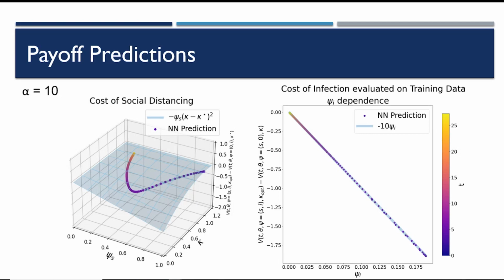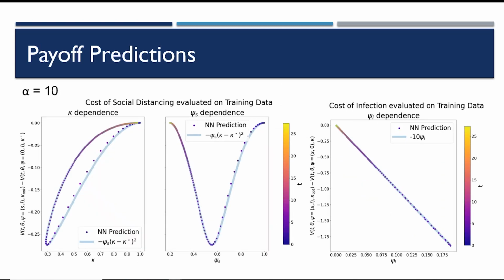What we can do is split up the utility into the cost of social distancing and the cost of infection term. Whilst I've shown the social distancing term as a 3D plot here, I think it's perhaps clearer if you have these side-on views. So you can see the dependence on kappa, psi s, and psi I. In the blue line, we've shown the analytical form of the utility, psi s times (kappa minus kappa star) squared. And the dots are the training data that we use to train a neural network, evaluated on the neural network. As you can see, all three dependencies show pretty near perfect alignment with the analytical form of the utility, which I think is pretty cool.